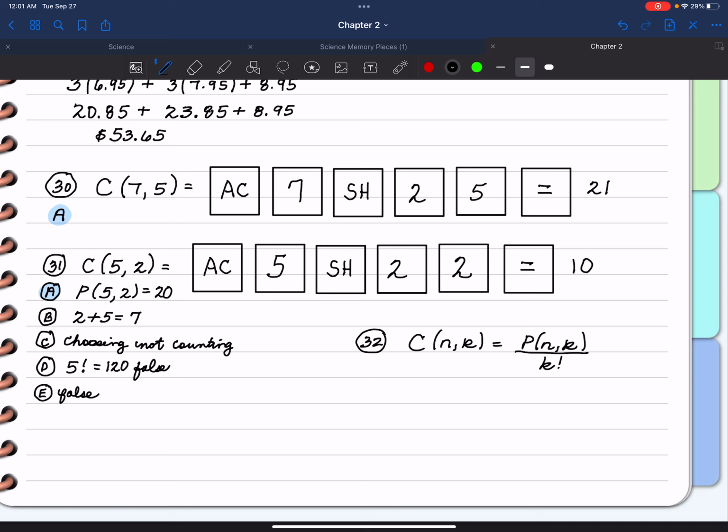You divide by k factorial. So this one would set up to be combination of 27 choose 3, which would be permutations of 27 choose 3, and you will divide by 3 factorial. And 3 factorial equals 6. So I like answer C for this one, because 3 factorial is 6.